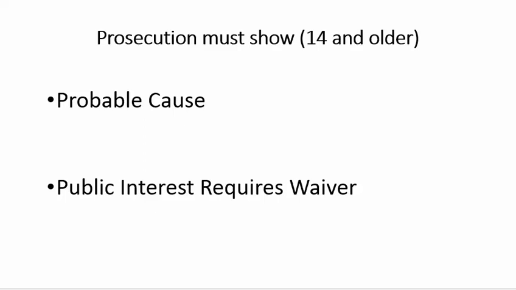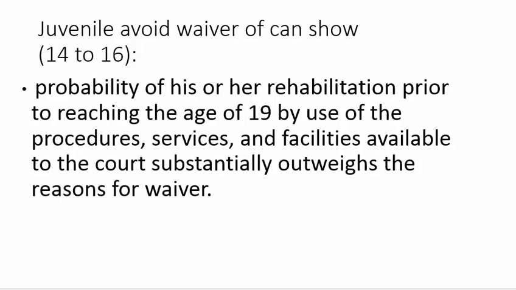Now, all is not lost for the juvenile, because the juvenile can defeat waiver. The juvenile can avoid waiver if they're between 14 and 16, and they can show, the burden's on the juvenile, they can show the probability of rehabilitation before reaching the age of 19. And the way they do that is by showing that the services, procedures, and facilities available to the court will allow them to be rehabilitated by 19, and that probability of rehabilitation substantially outweighs the reasons for the waiver in the first place. So there is hope for juveniles 14 to 16. They can avoid waiver if they can show they can be rehabilitated before they reach 19.